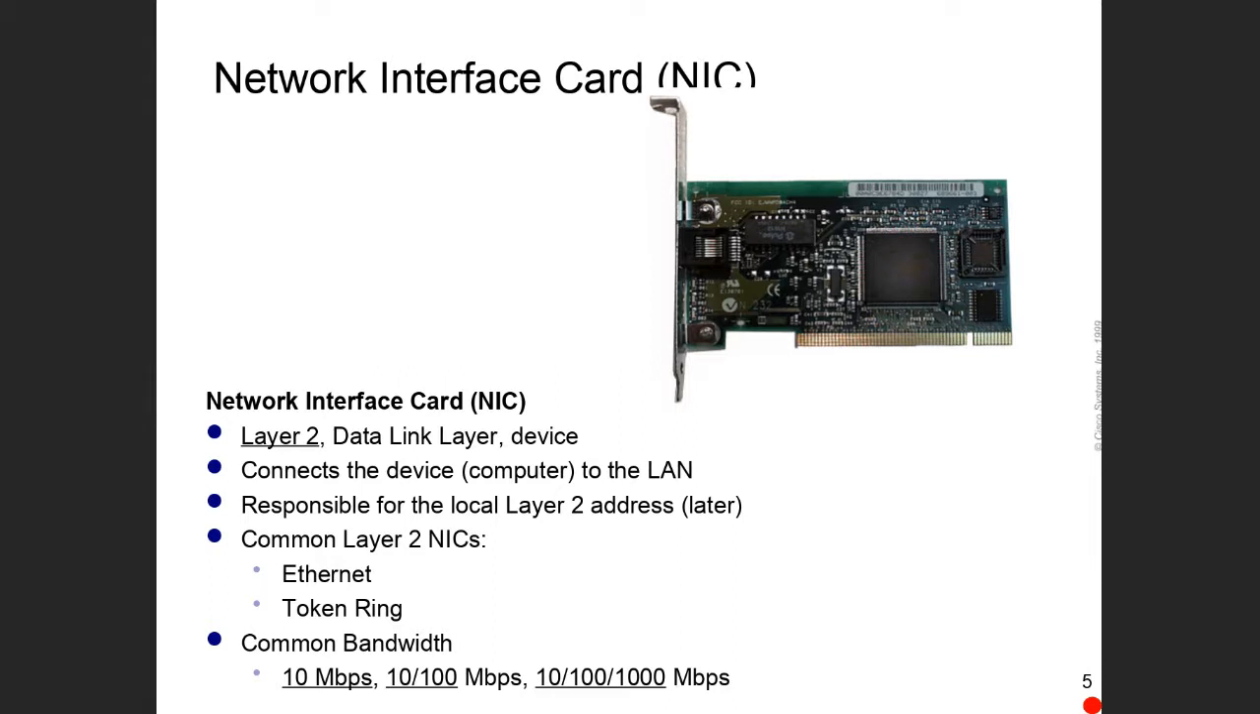So common layer 2 network interface cards are Ethernet based. And the majority of communication in residential and commercial world today is Ethernet based. Token ring is an IBM technology that also uses MAC addresses, but it's not very common anymore. So Ethernet was 10 megabit, and then 100 megabit, gigabit or 1,000 megabit, and actually we have 100 gigabit Ethernet shipping today. It's gotten very, very fast.